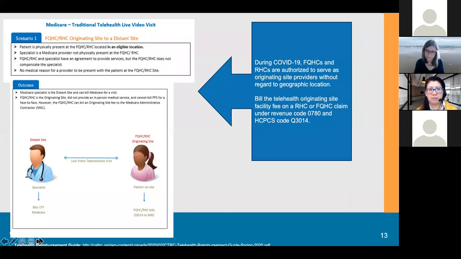So what I have on this particular slide here is a scenario in which the FQHC or RHC is serving as the originating site. I'm not going to walk through the scenario in detail, but I do want to note that FQHCs and RHCs are authorized to serve as originating site providers without regard to their geographic location during the public health emergency. And then additionally, the patient and the provider can be located anywhere during the telehealth visit, including their respective homes. Next slide, please.